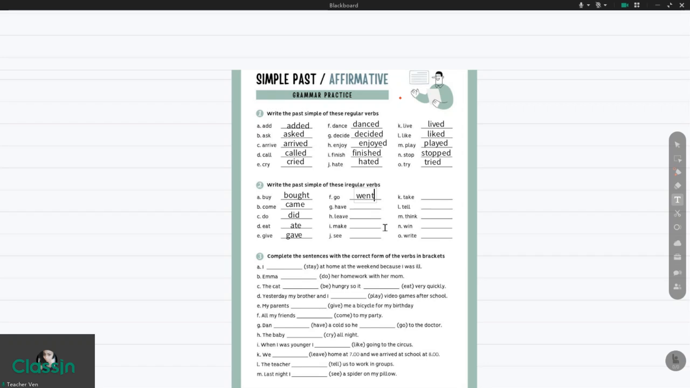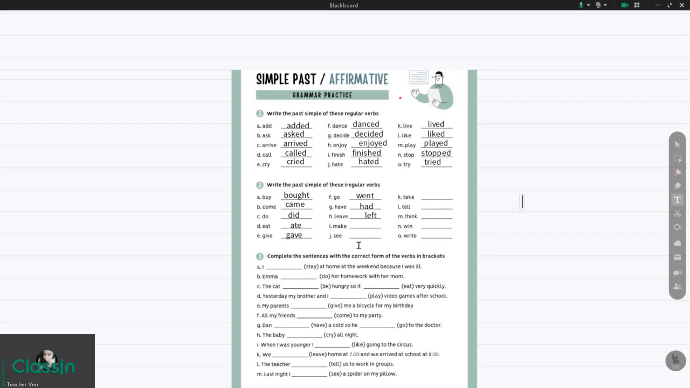Went. Okay, moving on to our next word, which is have. It becomes had, right? Had. Okay. And for our letter H, leave. What is the past tense of leave? It becomes left, right? She left early, for example. She left early.